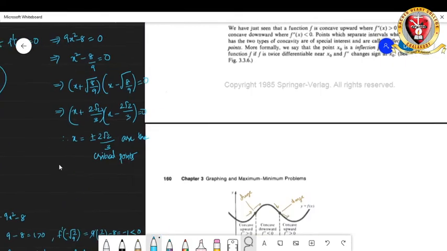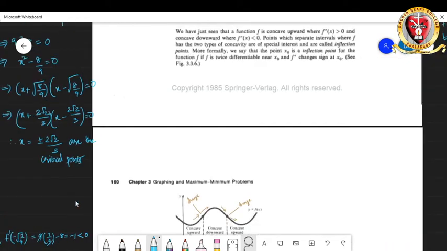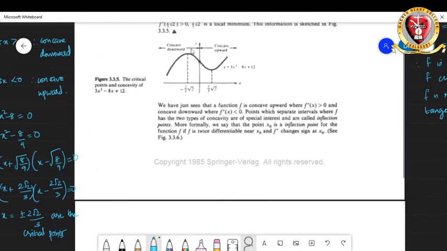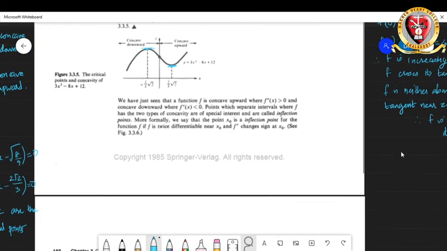And we said that x is equal to minus root 8 by 9 or minus 2 root 2 by 3 is a local maximum. So here we gave it a local maximum. This is a local maximum point, this one. And similarly 2 root 2 by 3 or root 8 by 9 is a local minimum. So that's why we got it like that. So this is how we draw the rough sketch of the function given after analyzing the inferences.